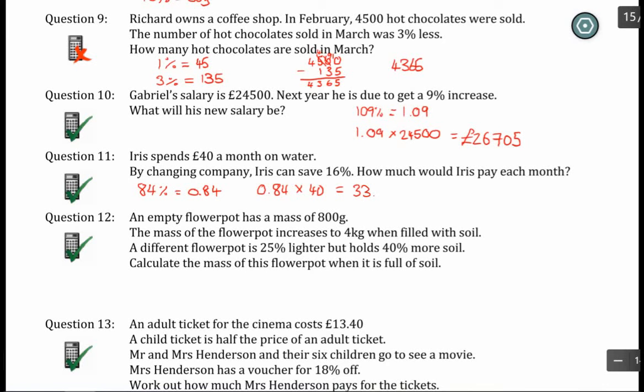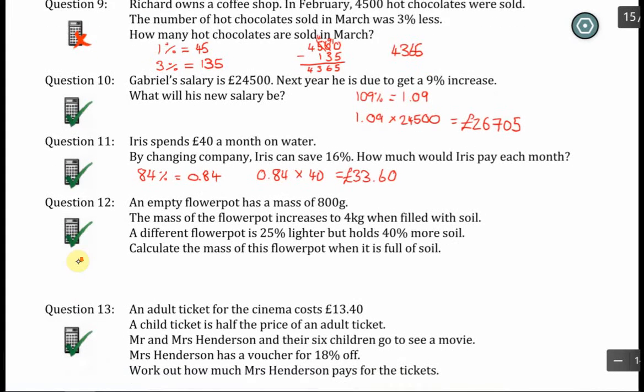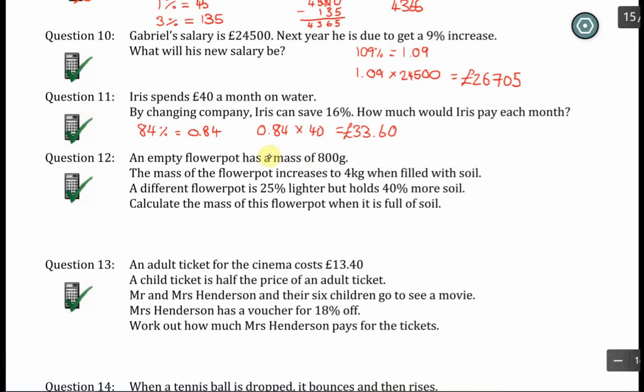33.6. Well, because this is money, £33.60 in this case. An empty flower pot has a mass of 800 grams. The mass of the flower pot increases to 4 kilograms when filled with soil. So, I'm going to come to the second bit of this question in a minute, but what that means is that 3.2 kilograms, or 3,200 grams, must be soil.